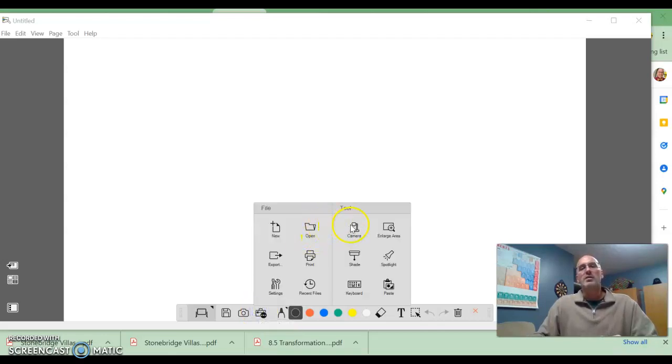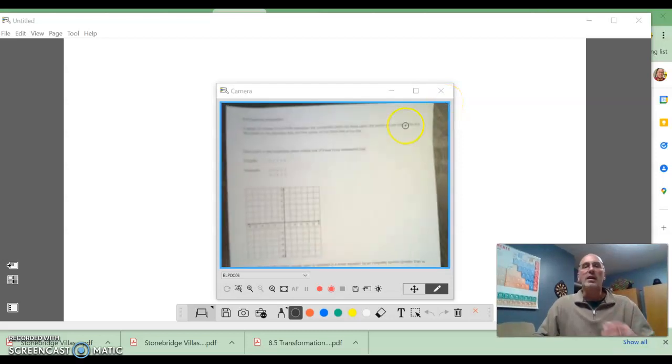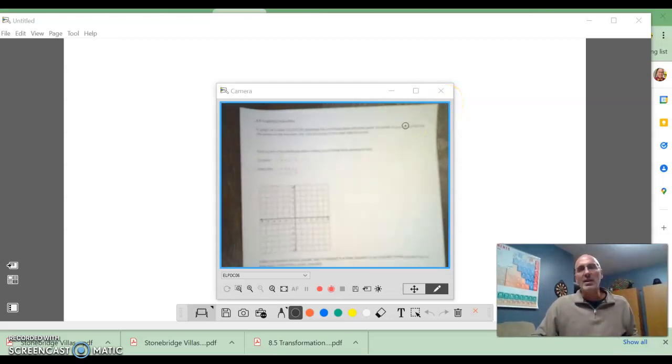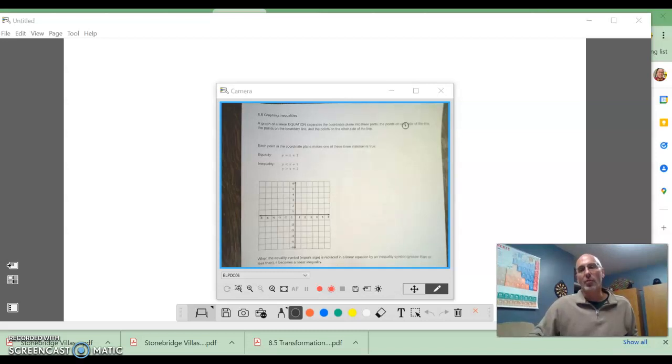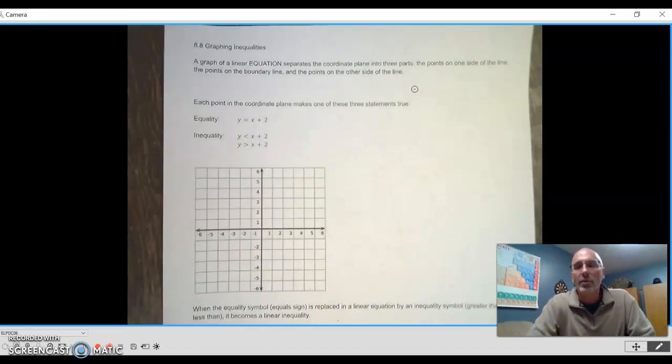Today we will be discussing how to graph inequalities. We've graphed equalities, or equations, before, but now we are going to be discussing how to graph inequalities, in the form of less than or greater than.